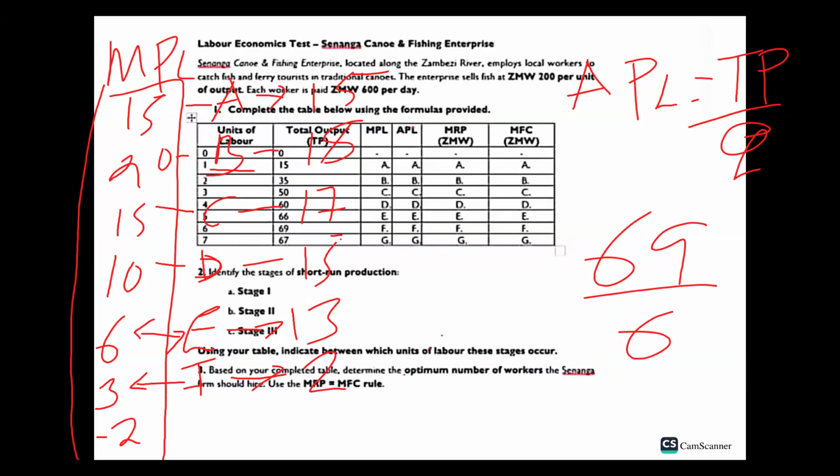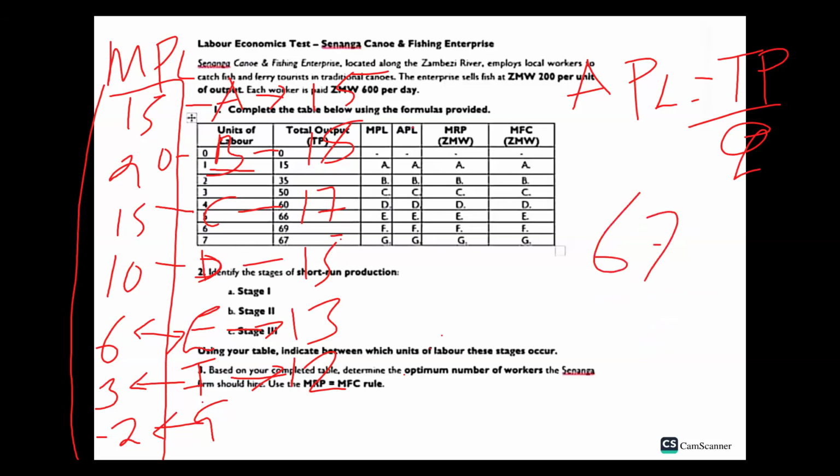69 divided by 6 is 11.5, which is 12. And G, we say 67 divided by 7. 67 divided by 7 is 9.6, which is 10. All right.